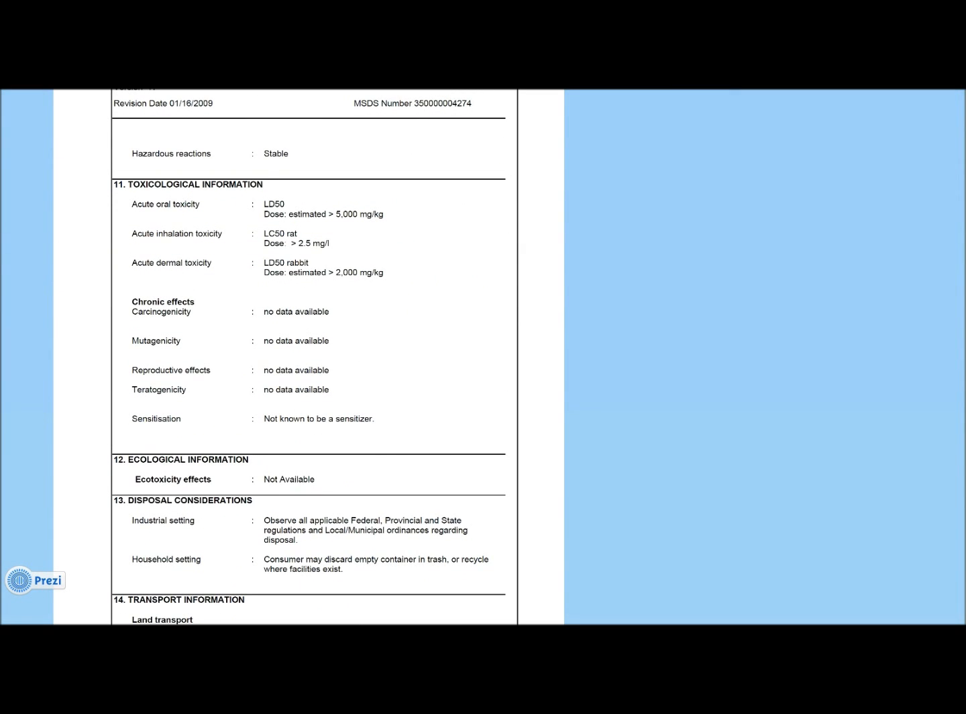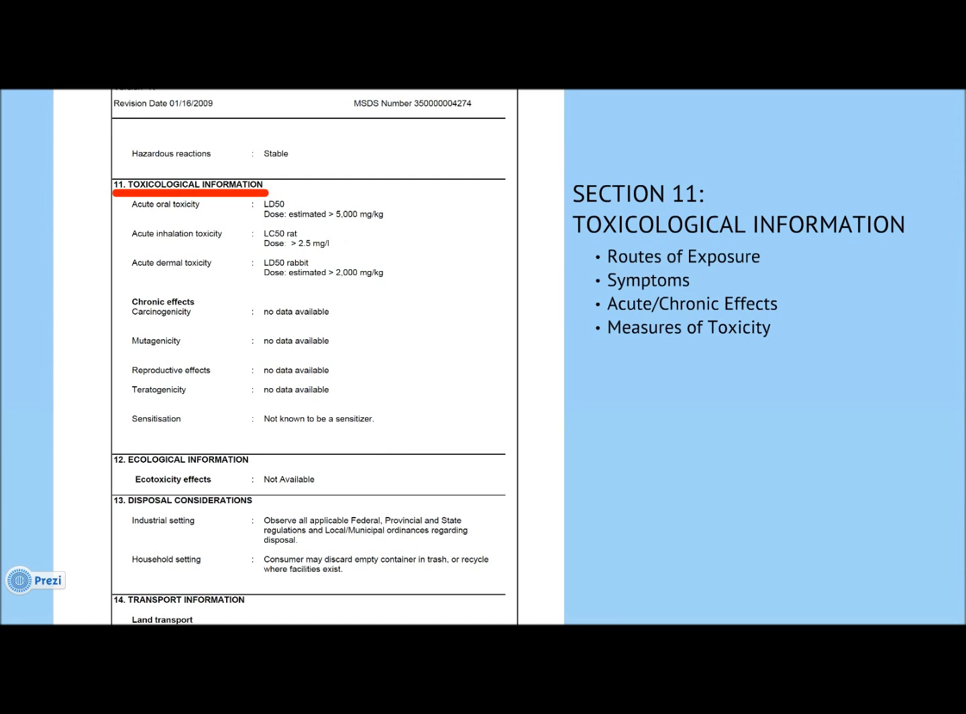Section 11. Toxicological information. This section identifies toxicological and health effects information or indicates that such data is not available. Required information may consist of information on the likely routes of exposure, description of the delayed, immediate, or chronic effects from short-term and long-term exposure, the numerical measures of toxicity, and a description of the symptoms.